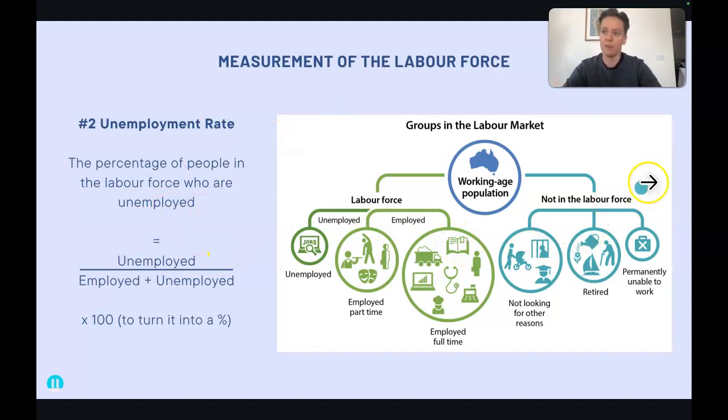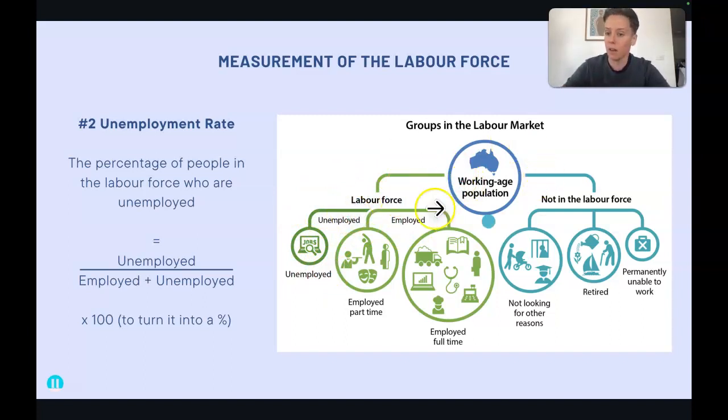You do need to be in a position to do some pretty simple calculations, so just be prepared for that. Make sure you've got your calculator. So we're talking about the percentage of people in the labour force who are unemployed. Now, I've put this graphic back here because I want you to focus on the green for a moment. So basically we're saying this segment of the unemployed relative to the whole labour force is what tells me my unemployment rate.